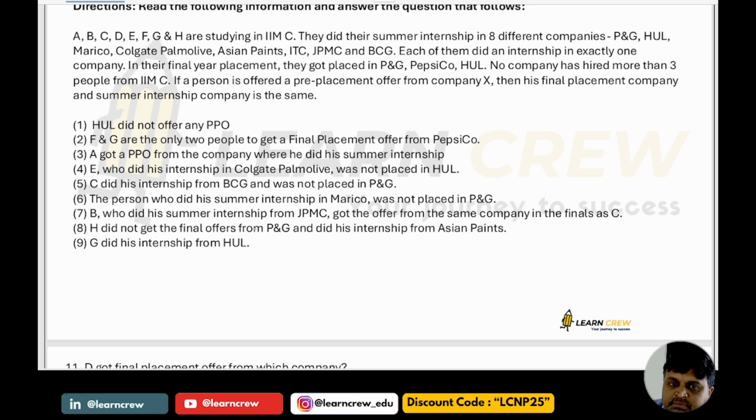B, who did his summer internship at JPMC, got the offer from the same company in the final as C. H did not get the final offer from P&G and did his internship at Asian Paints. G did his internship at HUL. This is what is given. Now let us make a table. So who are the 8 people we have? A, B, C, D, E, F, G and H. I am just trying to make a table.